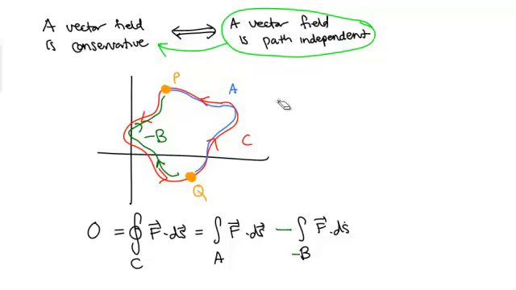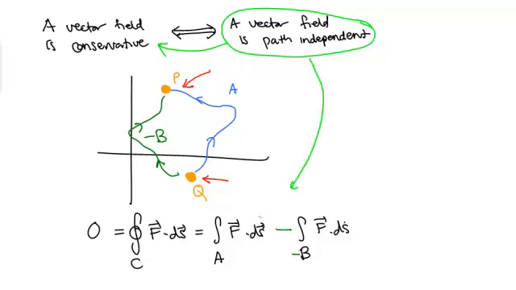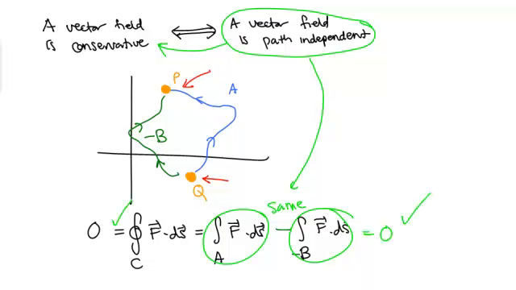But now, ignore C for just a second. A and negative B are two different curves that have the same starting point, Q, and the same ending point, P. Since the vector field is assumed to be path independent, these two values right here have to be the same. And so they do in fact cancel, and so we have checked that the integral over a closed curve is 0.